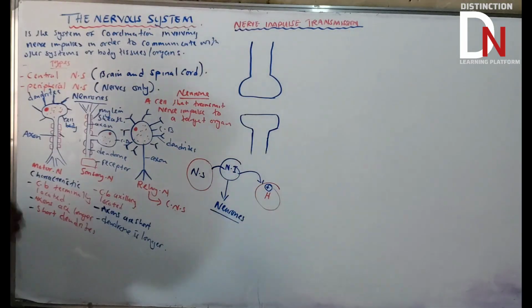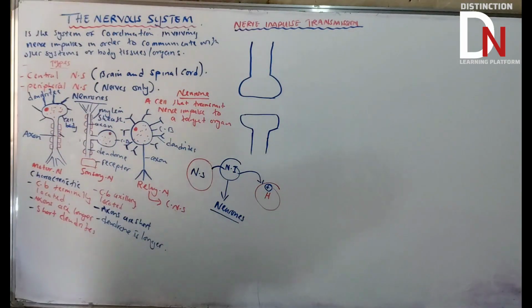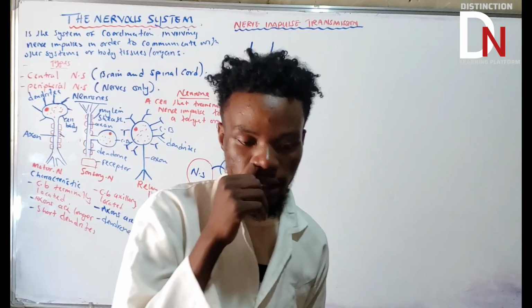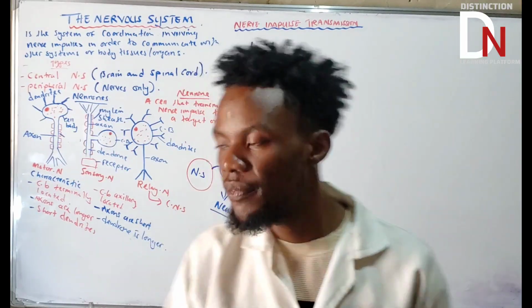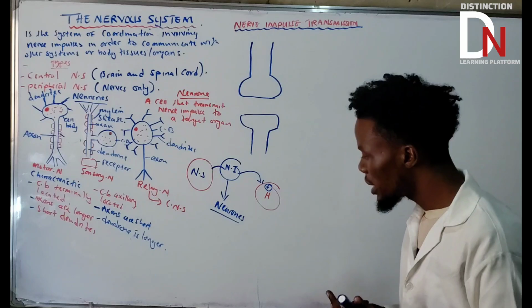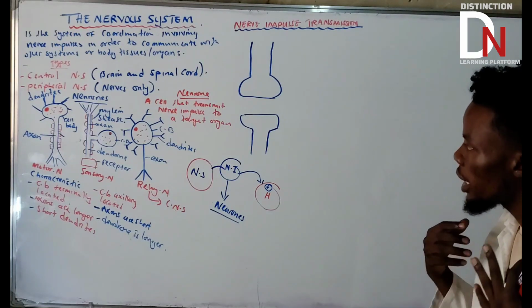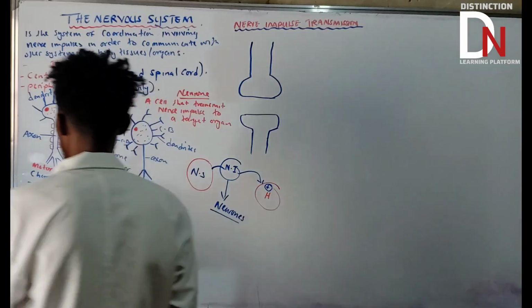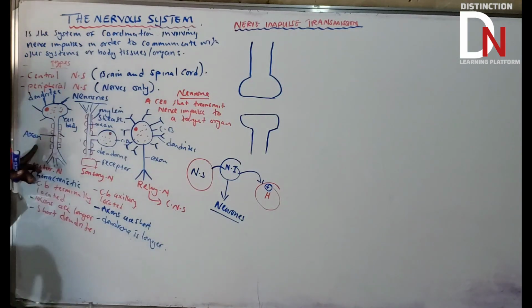So those are the parts that you need to understand when it comes to the types of neuron and the structure. Now let us talk about the functions. I'll talk about just the important functions that you need to understand. Let's start with the axon. What is the function of the axon?